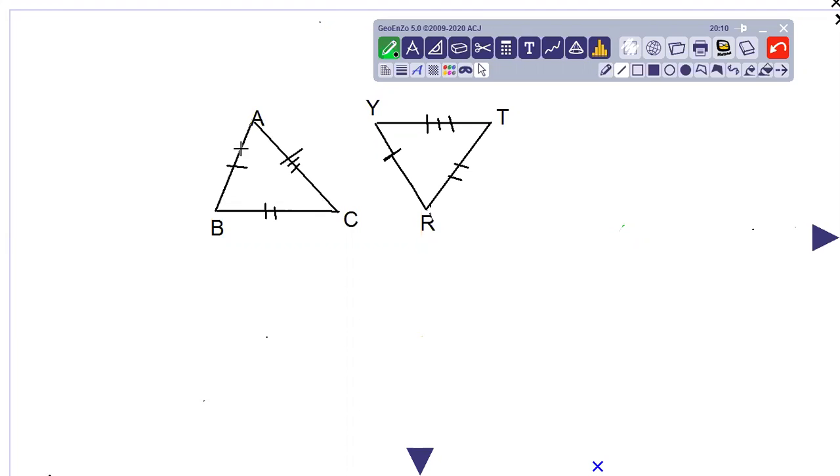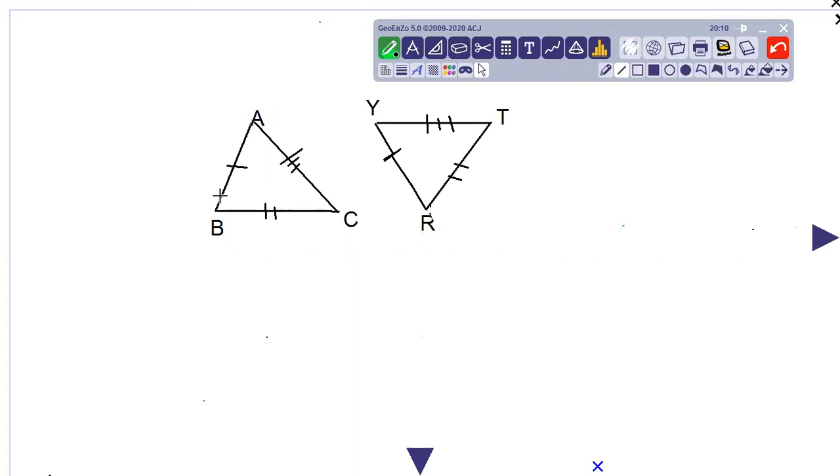look at the two arms, AB and CA, okay? Look at this. There is a single marking, there is a triple marking. Look for that in the second triangle. Where does it happen? Yes, it happens in Y. There is a single marking in this arm, and there is a triple marking in this arm where the angle Y is formed. So we can say that A corresponds to Y.